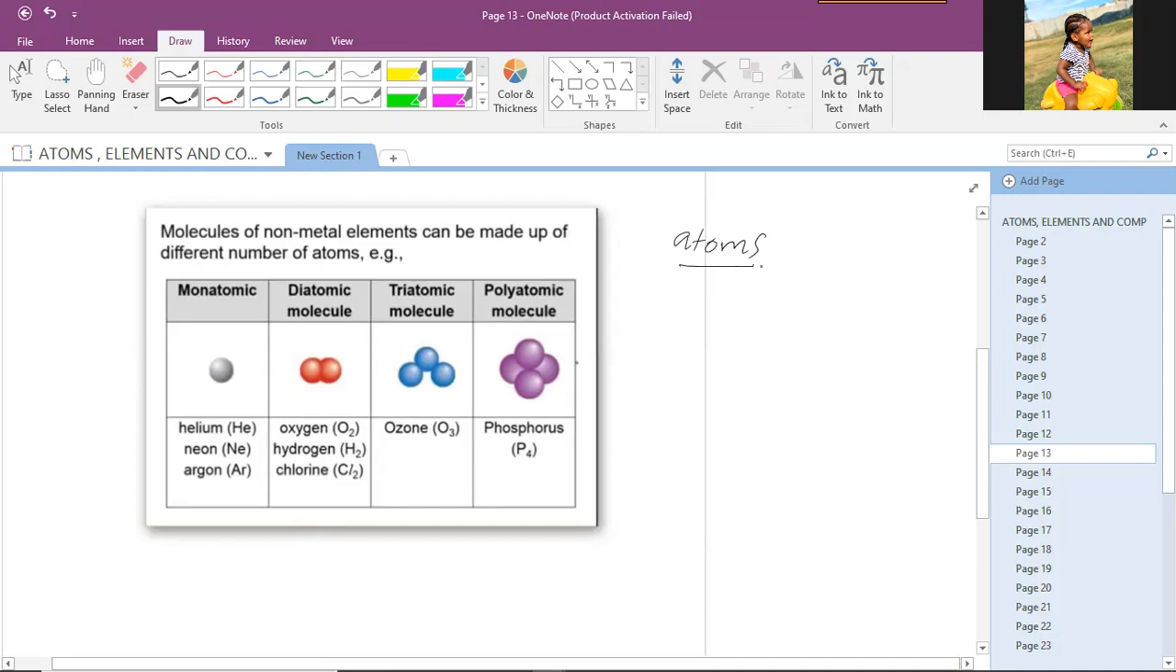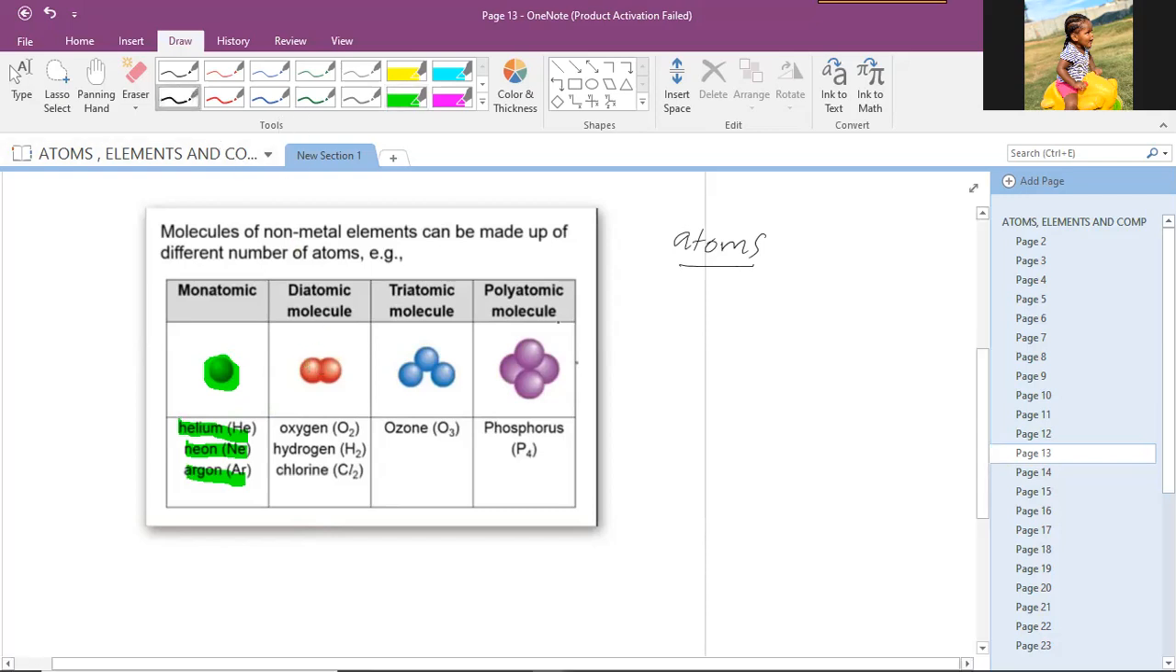They don't form bonds. They're like, I am happy to be alone. Because they are stable, they cannot form bonds, they can exist as individual atoms. So for example, helium, neon, argon, these are your noble gases because they can exist as individual atoms on their own. They are known as monoatomic.